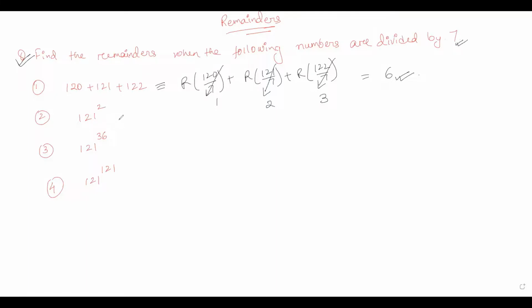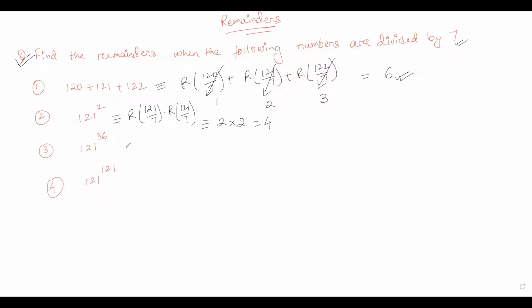In a similar way, when 121 square is divided by 7, the remainder would be the same as the remainder of 121 by 7 times the remainder of 121 by 7. Now 121 by 7 will give us a remainder of 2. So 121 square divided by 7 will give us the remainder of 2 times 2, that is 4.